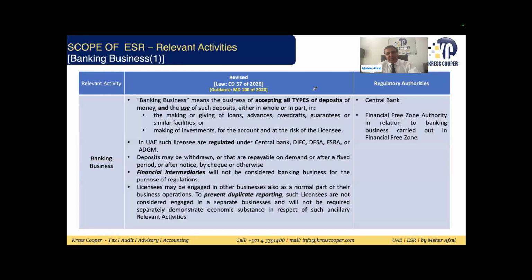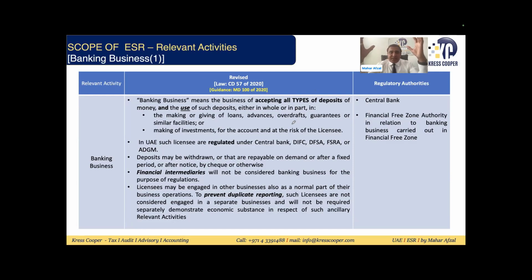First of all is banking business, insurance business, lease finance business, headquarter business, investment fund management services, shipping services, intellectual property business, holding company business, and the ninth one is sales and distribution business. We'll discuss them one by one at a very high level. So, banking business: any entity which is accepting deposits and giving loans, advances, or overdrafts will be considered an entity involved in the banking business. Two conditions are very important.